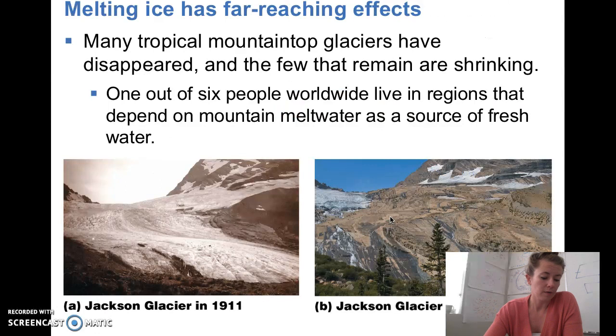So now we've talked about temperature and precipitation and extreme weather, and another one is the melting of ice. All along both poles there are glaciers, but they are melting as the temperatures are warming. Many tropical mountaintop glaciers have disappeared, and the few that remain are shrinking. 1 out of every 6 people worldwide lives in regions that depend on mountain meltwater as a source of fresh water. So basically there are these glaciers that are from mountains accumulating snow in the winter.